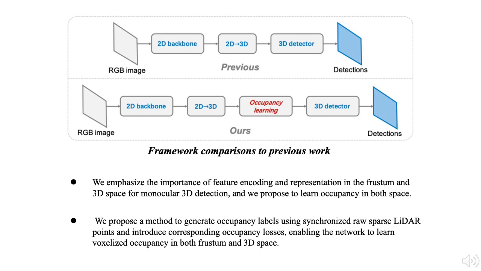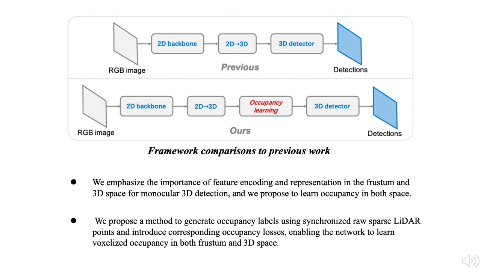Existing approaches typically rely on geometry constraints and dense depth estimates to facilitate the learning, but often fail to fully exploit the benefits of three-dimensional feature extraction in frustum and 3D space. In this paper, we propose OccupancyM3D, a method of learning occupancy for monocular 3D detection. It directly learns occupancy in frustum and 3D space, leading to more discriminative and informative 3D features and representations.